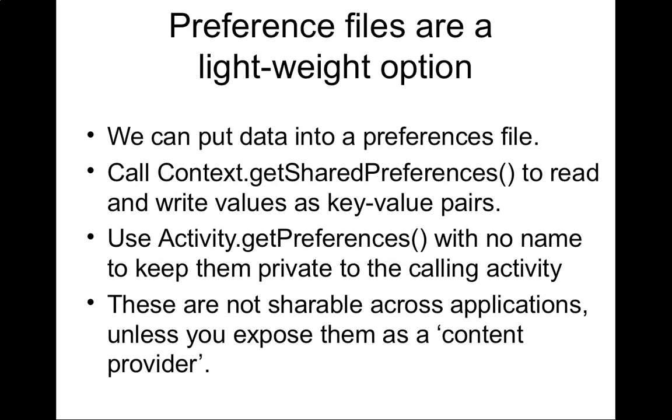So here's our lightweight option, preferences. Preferences are fairly easy to set. You can put data into a preference file. So you call the context get shared preferences to read and write values as key value pairs. So your program could have a difficulty level. It's a brand new game you just developed and there's novice, average, and advanced. And every time the user comes into the program, they go back to novice. Ooh, they don't like that, so they want to be advanced. So you can set the preference to advanced, and then when I go into the program, it reads the preference file and says, what is it set for? Advanced. Okay, so it makes everything look and feel the way it should be.